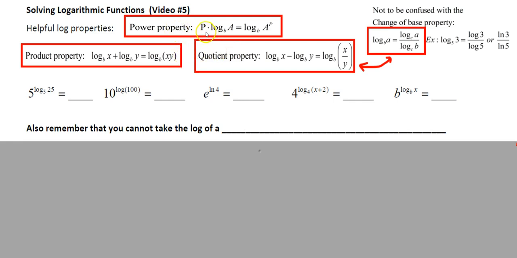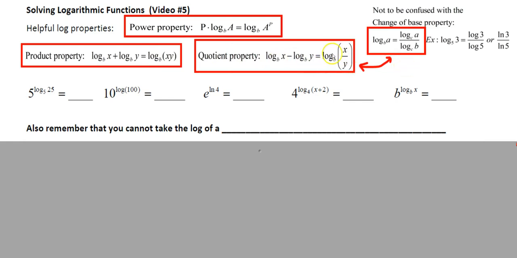The power property: p times log base b of a is equal to log base b of a to the p. So I can put the exponent on the number inside the log or take it off, whichever is helpful in a particular situation. I also have the product property and the quotient property. Notice that the log base has to be the same. We add two logs, it's the log of the product. Subtract two logs, it's the log of the quotient with the same base.